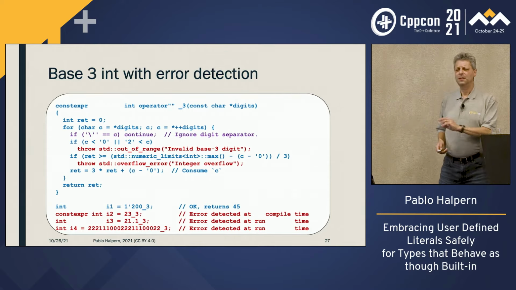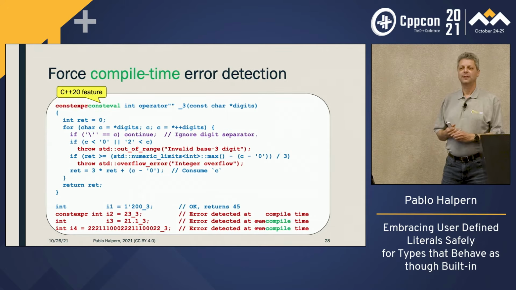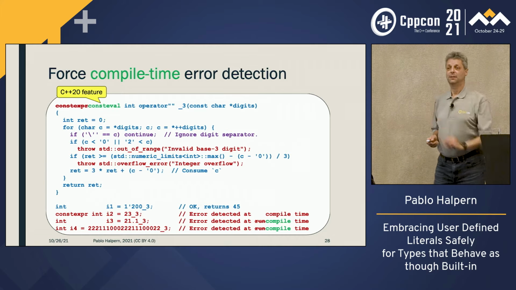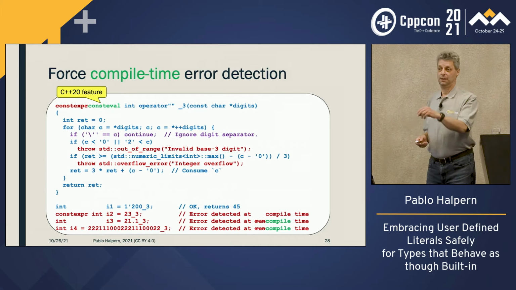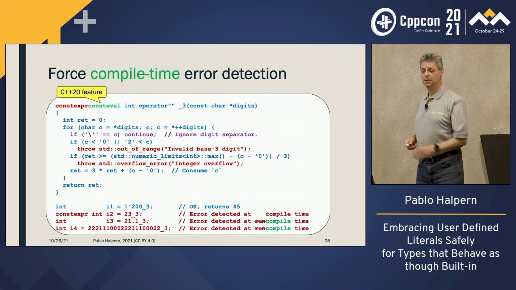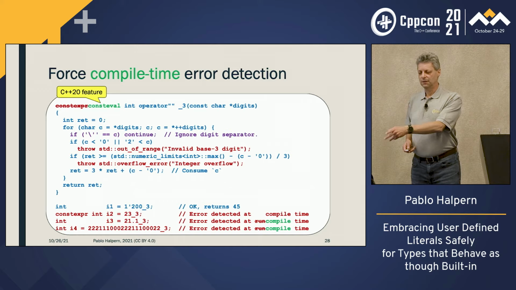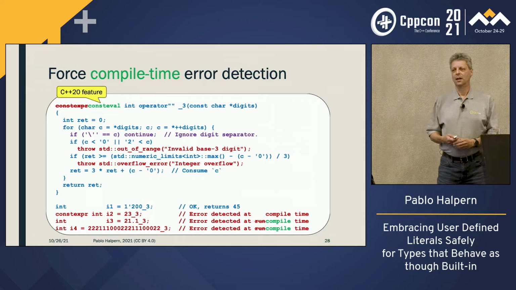So what do we do about that? We would like those things to be detected at compile time. At least I would. Well, in C++20, we have a very nice feature for fixing that. And that is, instead of using constexpr, we use consteval. Now this says this has to be evaluated at compile time, and if it can't, you get an error. So now all of those runtime errors have now changed to compile time errors.